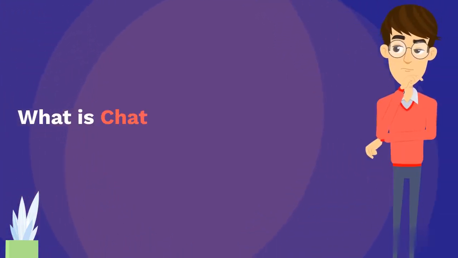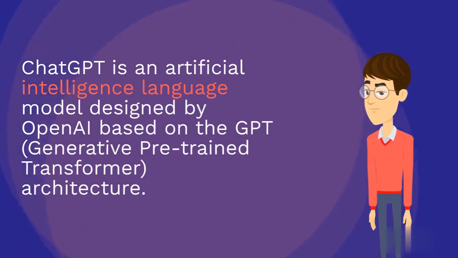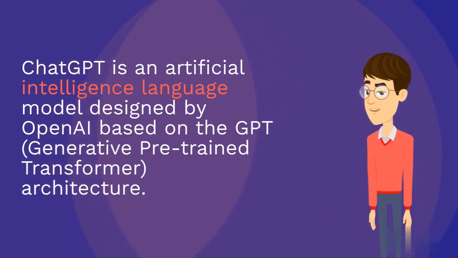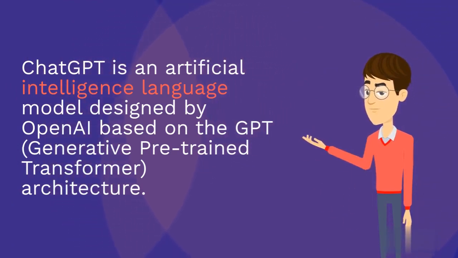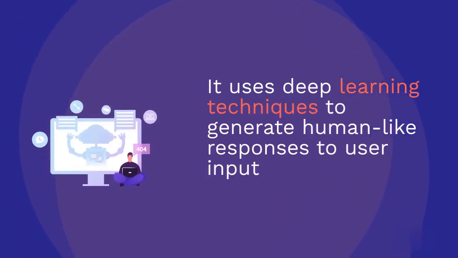What is ChatGPT? How does it work? ChatGPT is an artificial intelligence language model designed by OpenAI, based on the GPT (Generative Pre-trained Transformer) architecture. It uses deep learning techniques to generate human-like responses to user input.